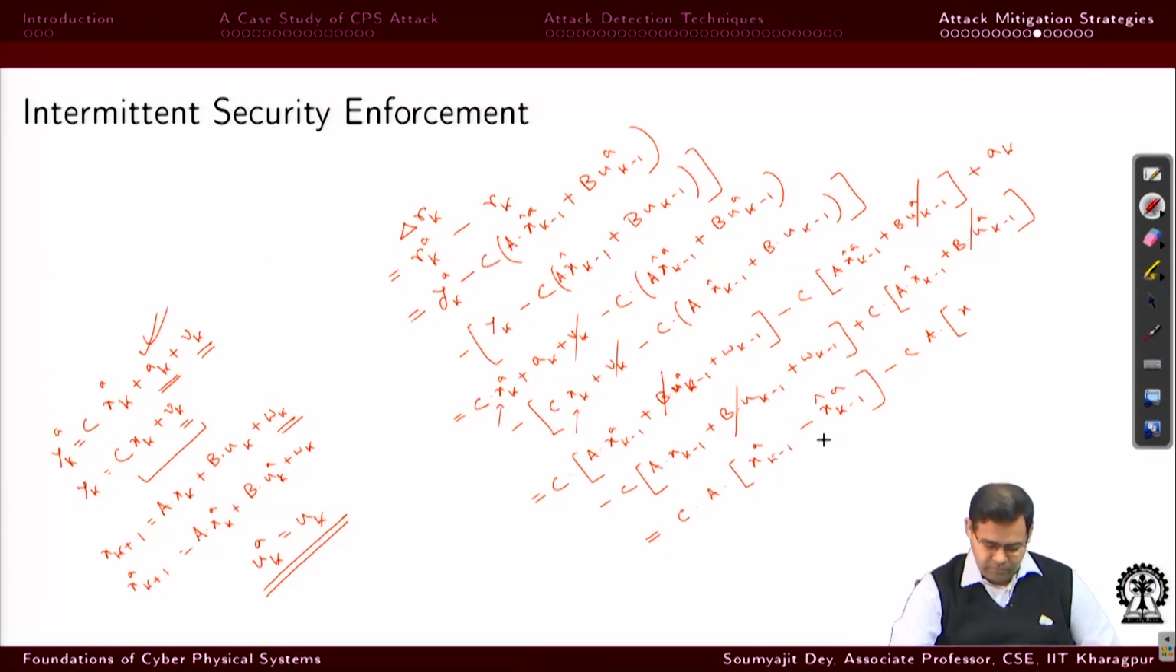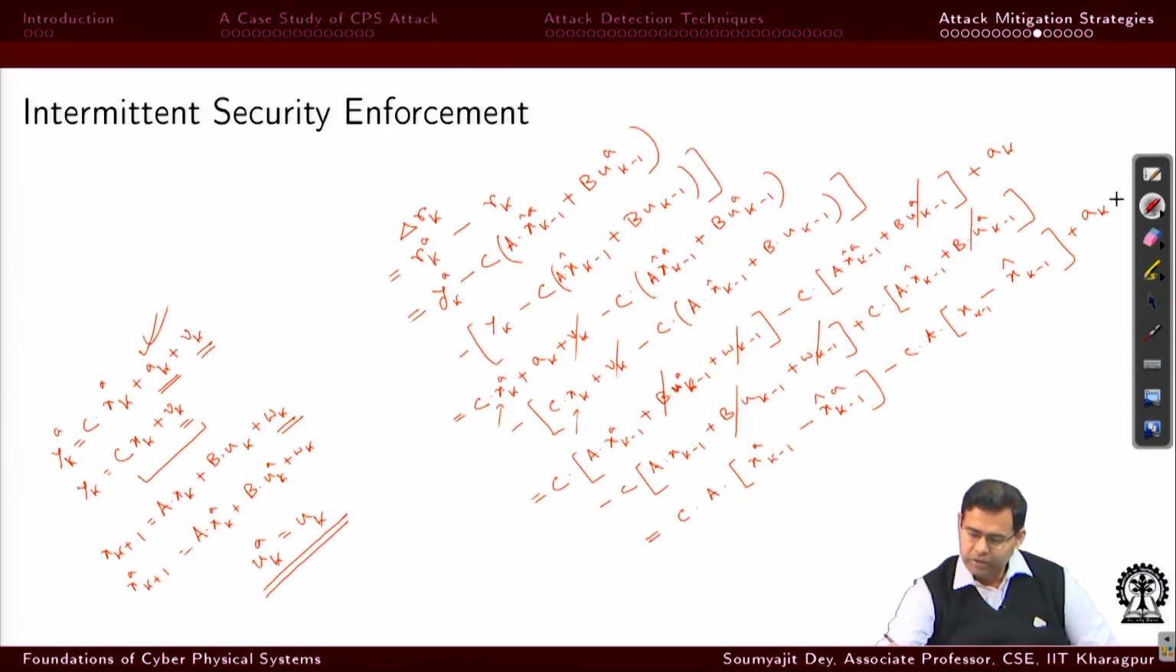And similarly, you will have this, which is C times A, the value of x under no attack, and in the k minus 1 step, the estimated value of x under no attack in the k minus 1 step. So, this process noise also gets cancelled out, right, and you have the amount of attack in the kth step. Of course, it is happening only on the sensor side.